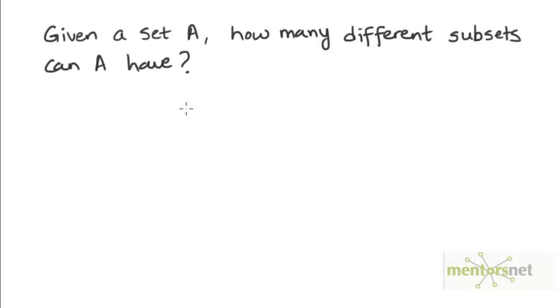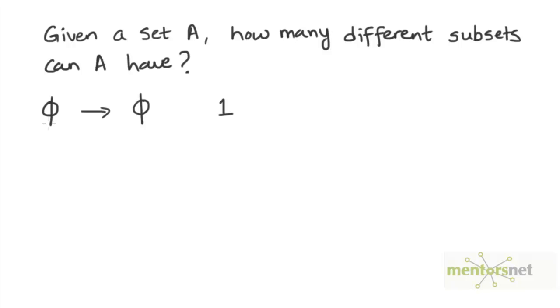Let's start with the simplest set, the empty set. How many different subsets can the empty set have? It can have only one subset, which is the empty set itself. So the number of subsets that the empty set can have is just 1.